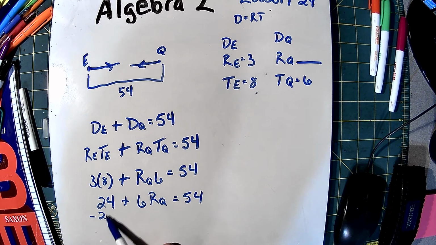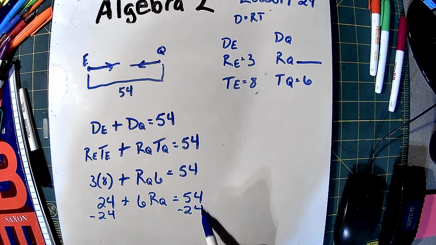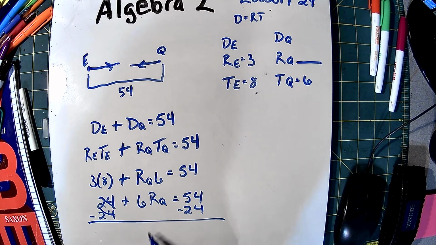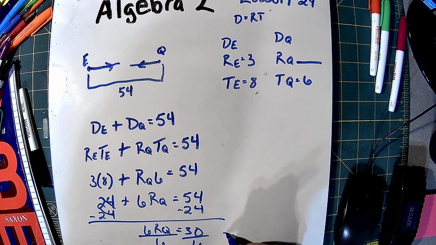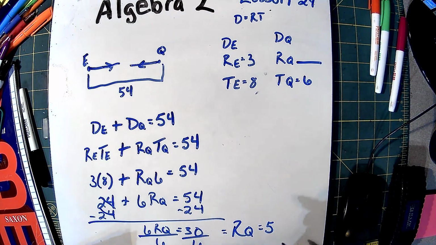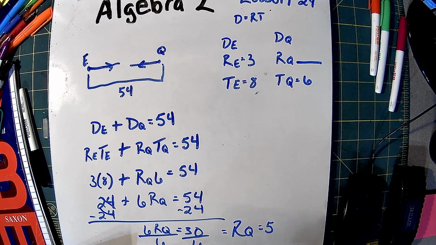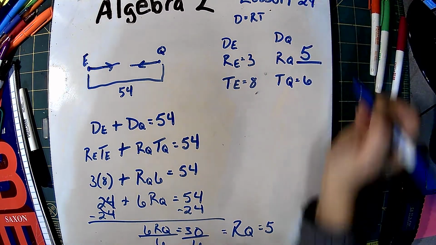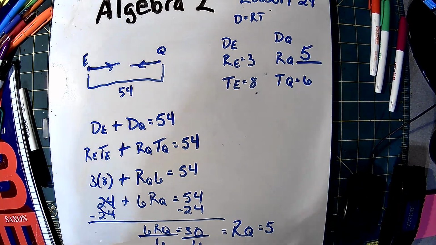Now we're going to subtract 24. We're going to get 6 times the rate of the Queen is equal to 30. Now we'll divide by 6, and we'll get the rate of the Queen equals 5. Let me double check that. Yep. So that's all we were looking for. So that's our answer. Rate of the Queen is 5.